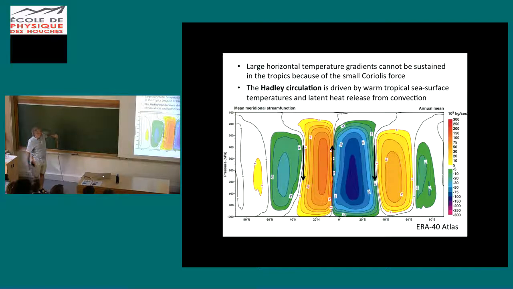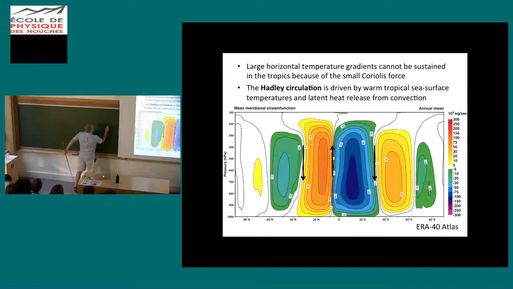As I said, you can't sustain large horizontal temperature gradients in the tropics because of the small Coriolis force. If I go on the board now, they won't see me. Is that right, or can I? Can you? Okay.